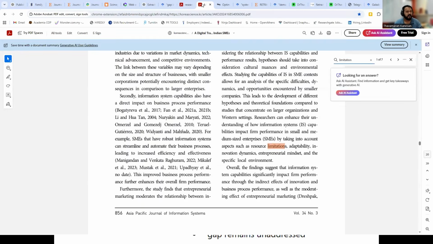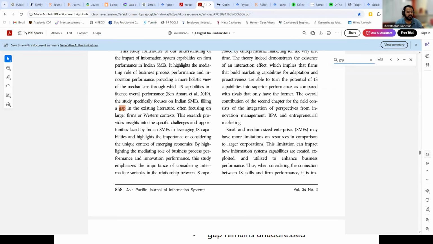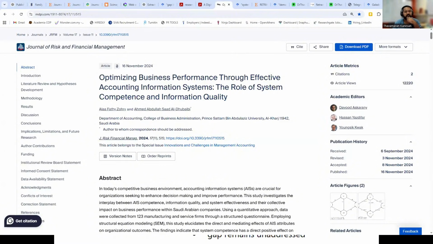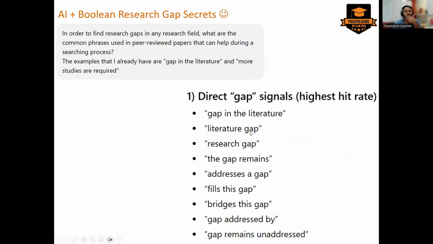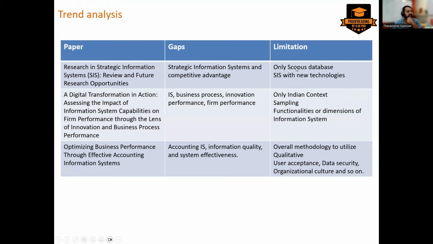Then same thing here. You can search Google "gap", and you can search "limitation" as well. You can put the full phrase. I'm just showing you very quickly. So same thing here, same thing here. Then what do you do after that? Once you pick up that information, you can create this. This is not the full-form literature matrix. This is a very, very basic trend analysis, trend literature analysis. You put in the paper title, you put in the gaps. The gaps addressed by this paper: strategic information systems and competitive advantage, information system, business process, innovation, performance. These are all the variables already addressed.